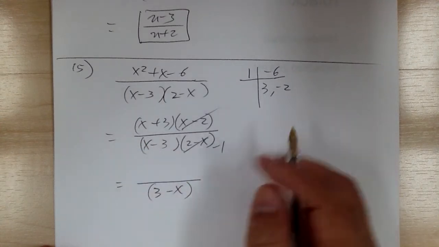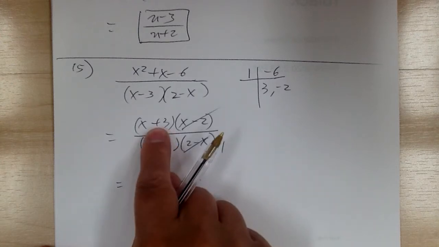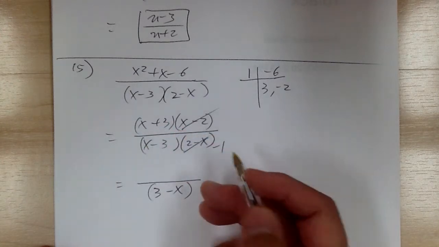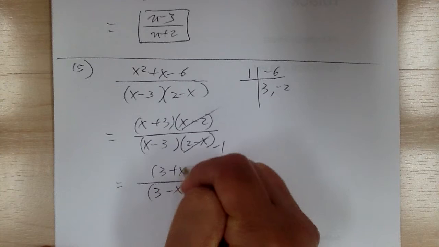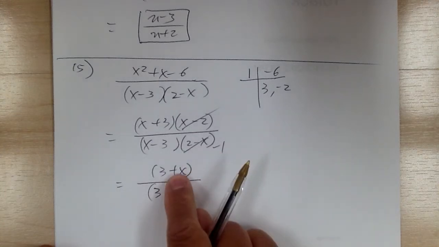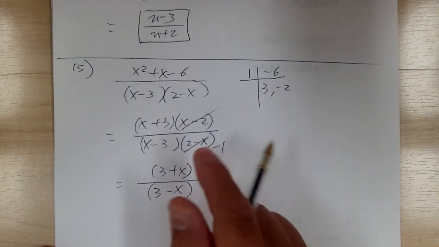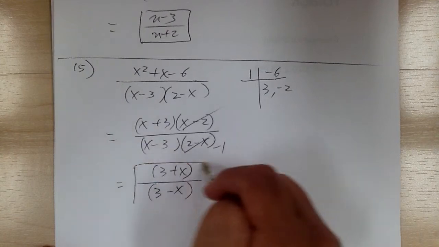Okay? And since I have the x in the back, I'm going to switch these. And addition, you can switch anytime you want, right? So you get 3 plus x. You don't have to switch if you don't want to, but I switch it just to be consistent. Okay.